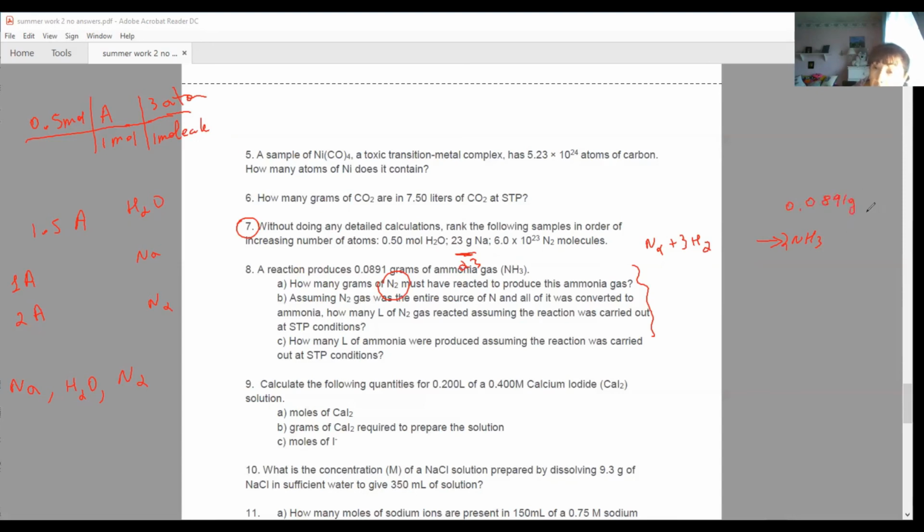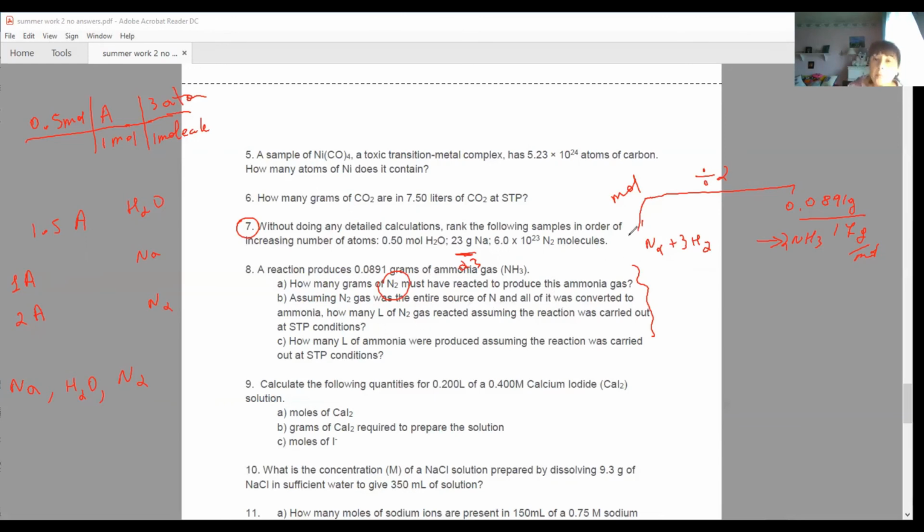And they are saying you're producing 0.0891 grams. You gotta go to moles, so divide by 17 grams per mole to have the number of moles. And then how many grams of this have you produced? Well, moles to moles, right? First of all, you got to divide by 2 this number, and you have here the number of moles. And then at this point, you multiply by 28, and you have the number of grams for nitrogen. Assuming nitrogen gas was the entire source of nitrogen, all of it is converted to ammonia.